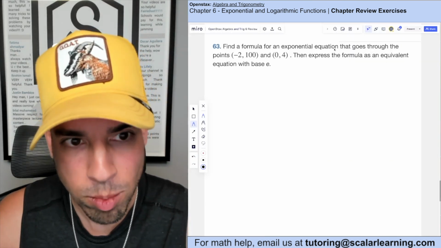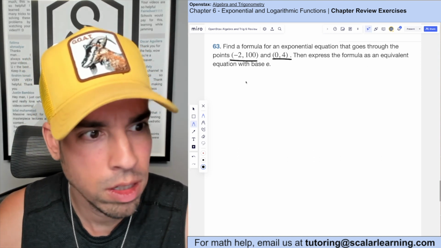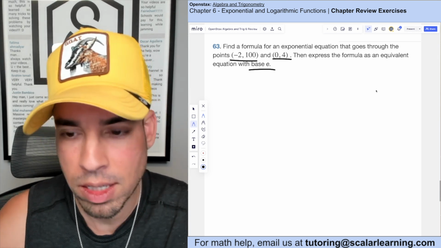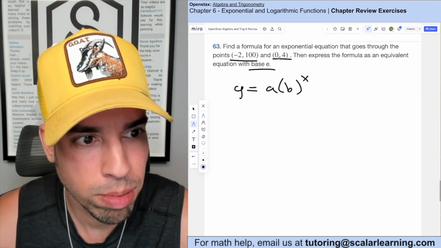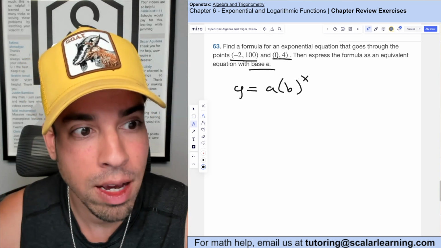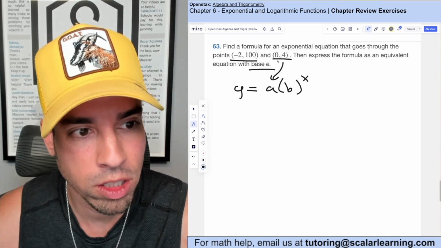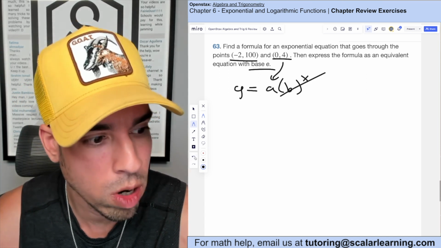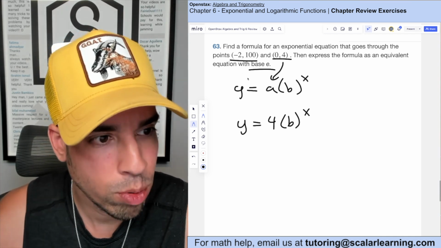So first we need to find a formula for an exponential equation that goes through these 2 points, and then we have to express it as an equivalent equation with base e. So we're going to start with y equals ab to the x, and we're going to plug and chug. So first, I see that I have (0, 4) as my y-intercept. That immediately tells me that's my a value. And you can see when you plug in 0 for x, that goes to 1. So it makes sense. Now we have to figure out what b is, and that's why we have this nice second point. So I'm going to plug and chug.